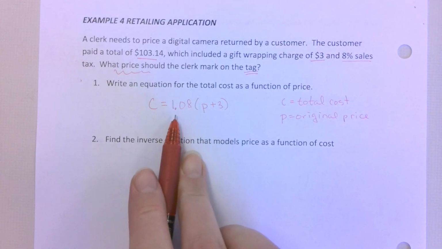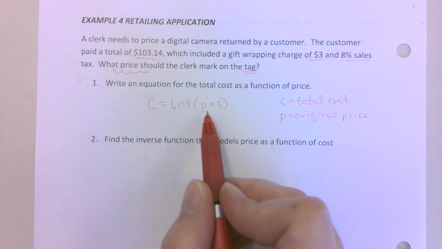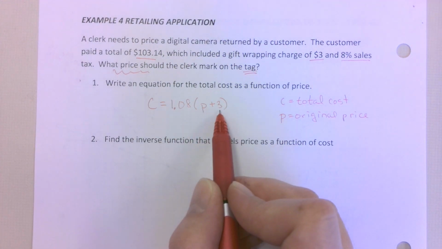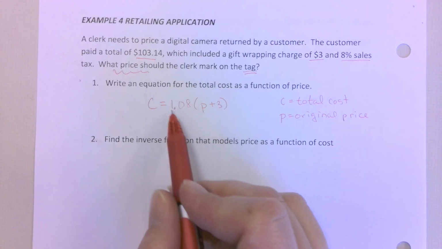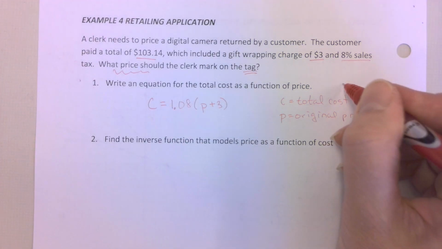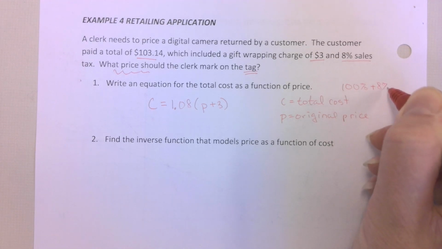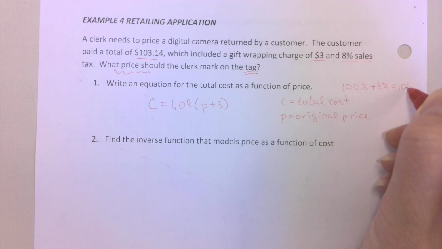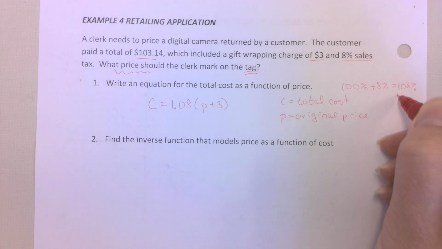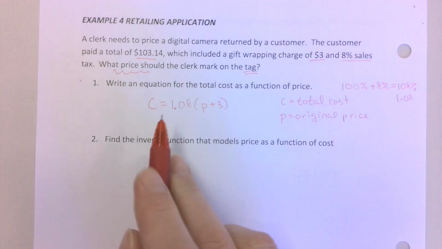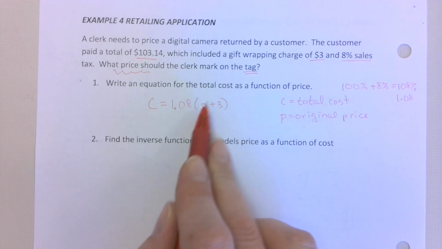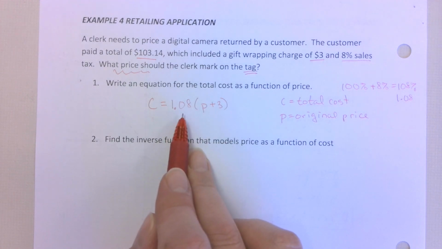So if I'm looking at this, the P plus 3 is the price of the camera plus $3 to gift wrap. And the 1.08 comes from the tax. You're going to pay for 100% of this camera plus 8% tax. That gives us a grand total of 108%, which is a decimal 1.08. Multiply by 1, I get the cost back, and then another 8% added on.